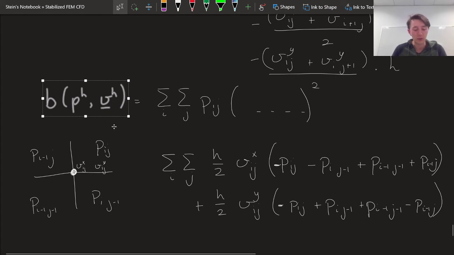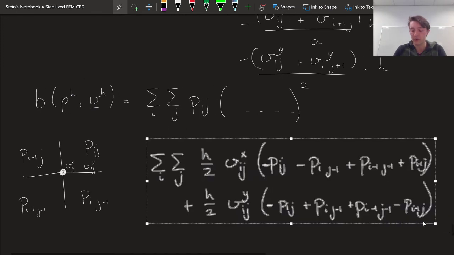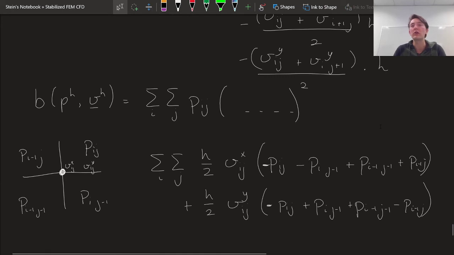So in the end, we're still computing B for any P and any V, but we're explicitly writing that in terms of the summation over different degrees of freedom. Yeah, so this is essentially the discrete system of equations that would be hidden in the B matrix.